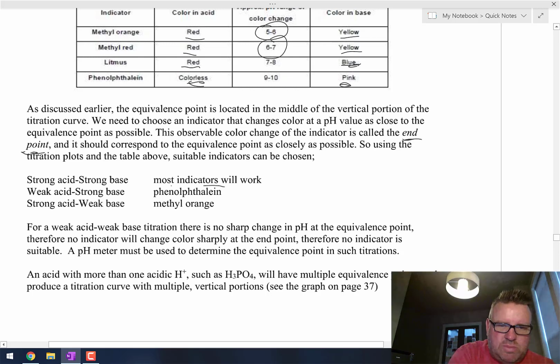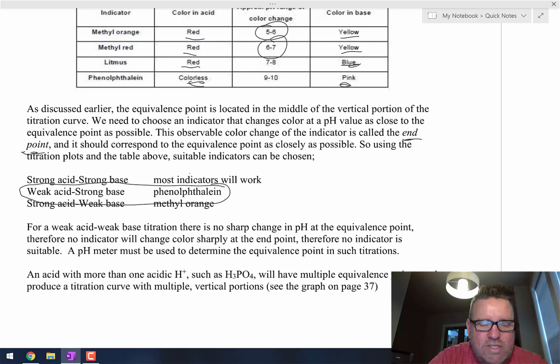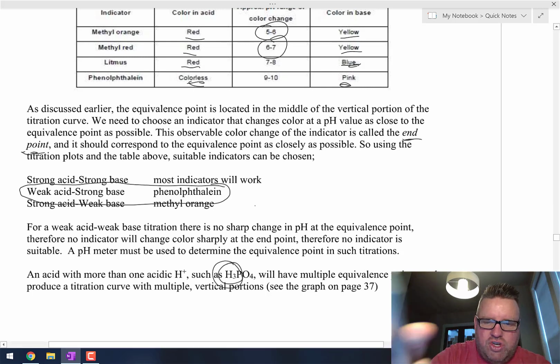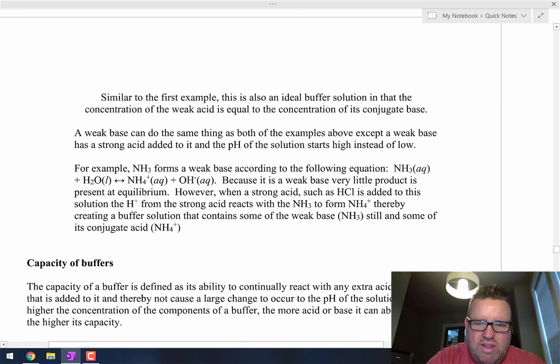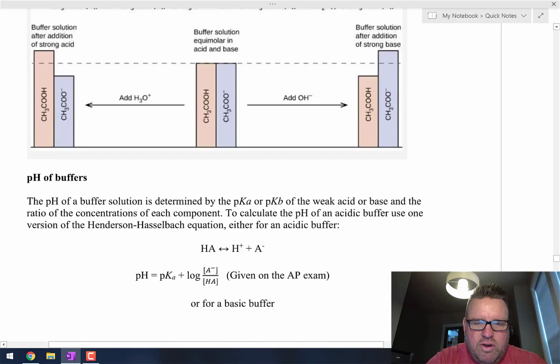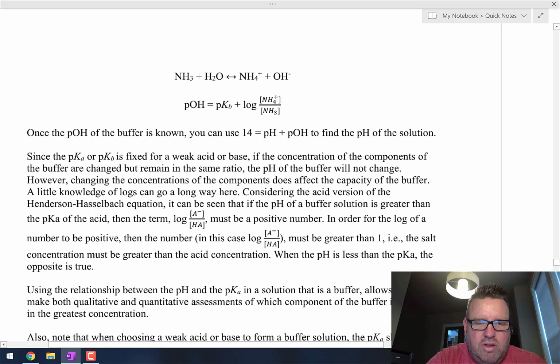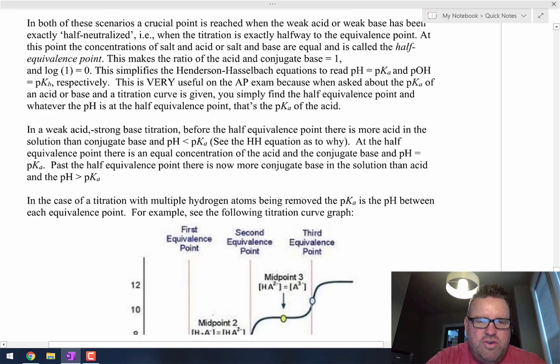So here's just some different ones you can use. This one's a pretty common one. You start with a weak acid and you add a strong base to it. And sometimes you have an acid that has more than one acidic hydrogen. So when that happens, let's zip ahead real quick to page 37. We're going to come back to this in a little bit once we learn about the next section, called buffers. Here's buffers and titrations right here.